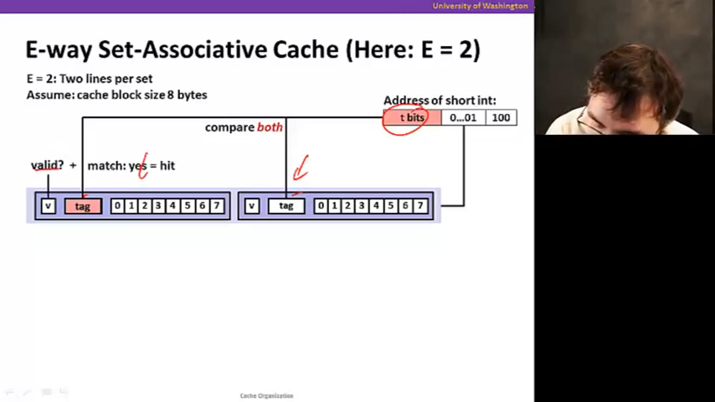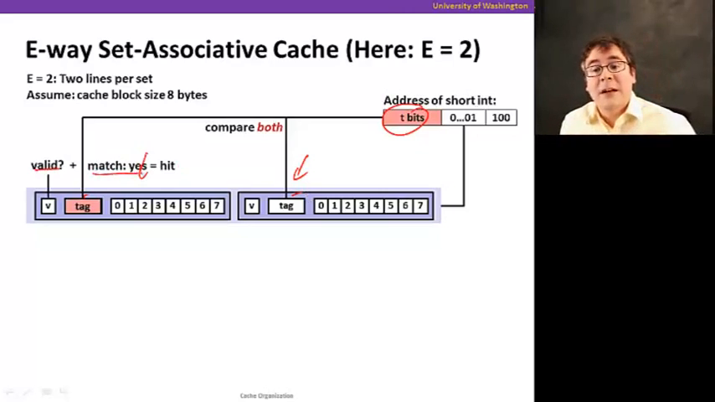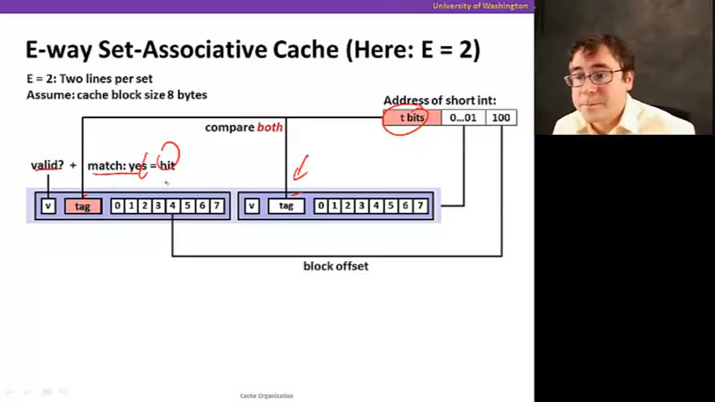If either one of them is valid and has a match, then we have a hit. Could be neither one of them. Of course, we're not going to have both of them, otherwise there's a bug in your cache. It should be a match in only one of them. But if both of them have a miss, they either don't match or the valid bit is set to 0, then it's a cache miss.